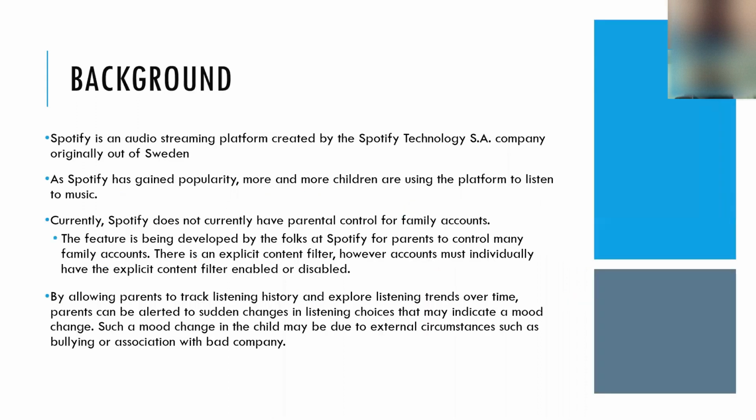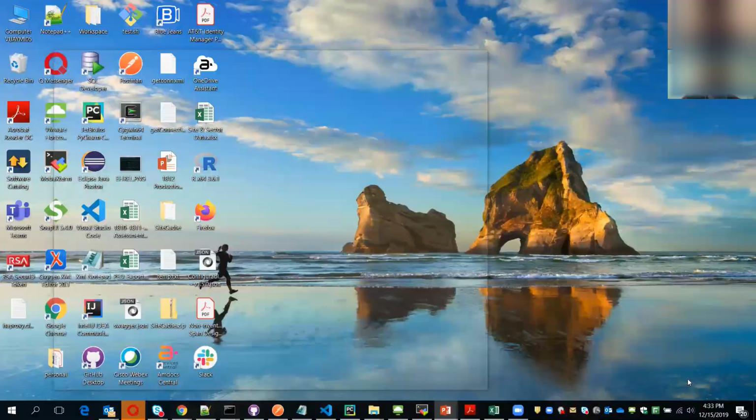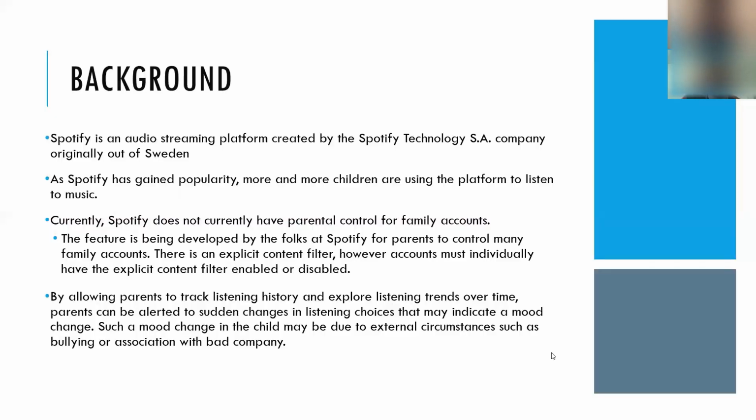So some background: Spotify is an audio streaming platform originally out of Sweden. As it's gained more and more popularity, we see more children using the platform. Currently, Spotify doesn't have a parental control feature for family accounts. This feature is being developed. So the intent behind this project is that by allowing parents to track listening history and explore trends over time, they might be alerted to sudden changes in listening choices that might be indicative of a mood change that the child is experiencing. This mood change might be due to external circumstances such as bullying or association with bad company. So that leads us to the next slide on the function of our tool.